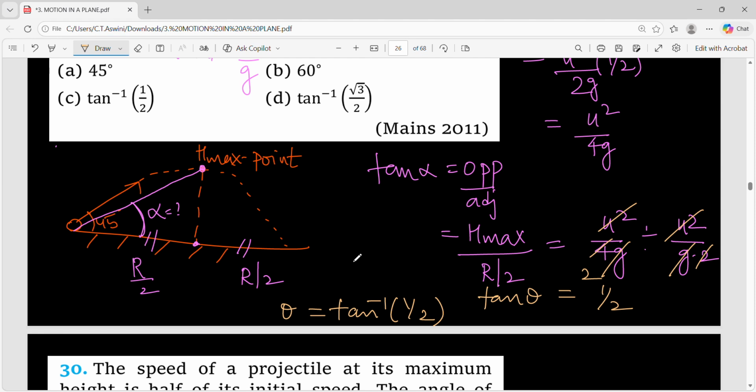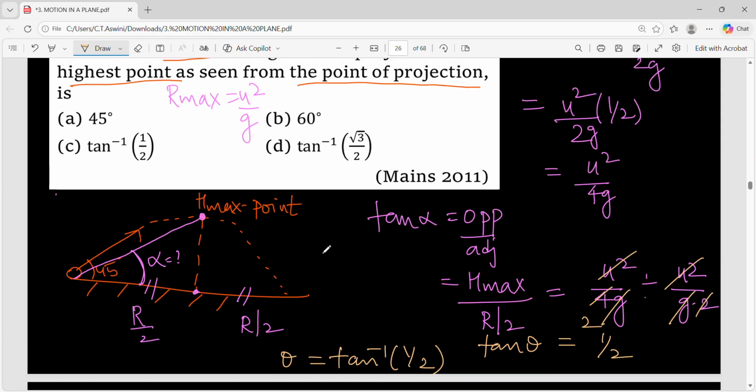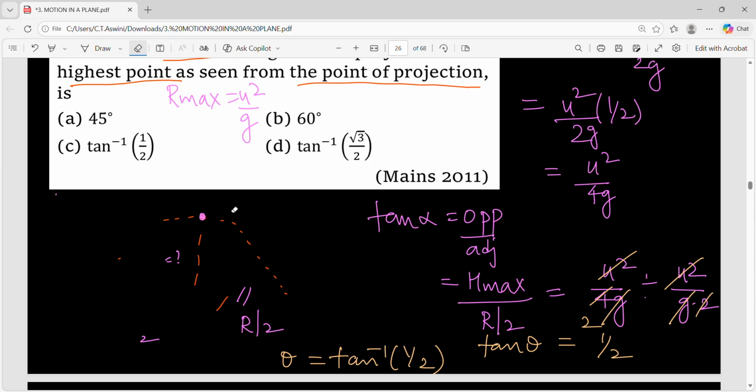Just see once what we have done. I'll draw the diagram neatly. Just give me a time of 1 minute. Meanwhile, you just go through what we have done. How did we solve this problem?